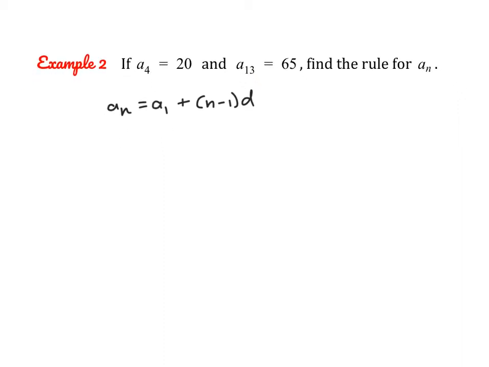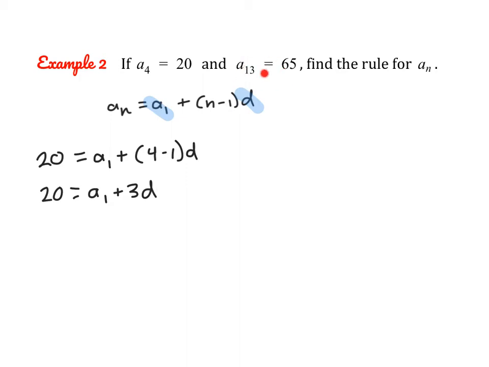So one way you can do this is by setting up a system of equations to help us find a sub 1 and d. And luckily we are given two terms, so we can create two equations. So using the fact that the fourth term is 20, I can substitute that. So a sub n is 20, the term is 20, and n is 4. So 4 minus 1 times d. And I'll just simplify that really quick. So there's one equation. And we're going to do the same thing with the fact that the 13th term is 65. So we can say 65, which is the term, equals a sub 1 plus n, which is 13 minus 1 times d. So 65 equals a sub 1 plus 12d.